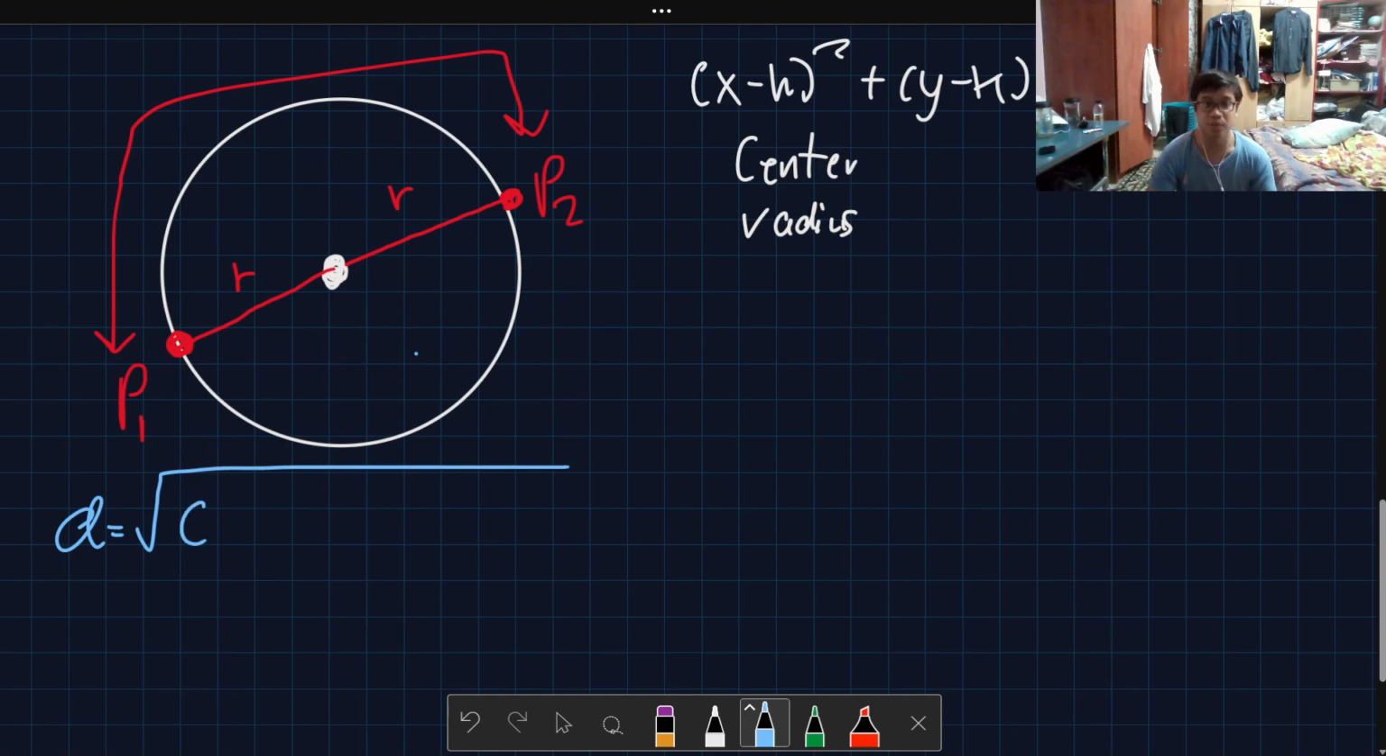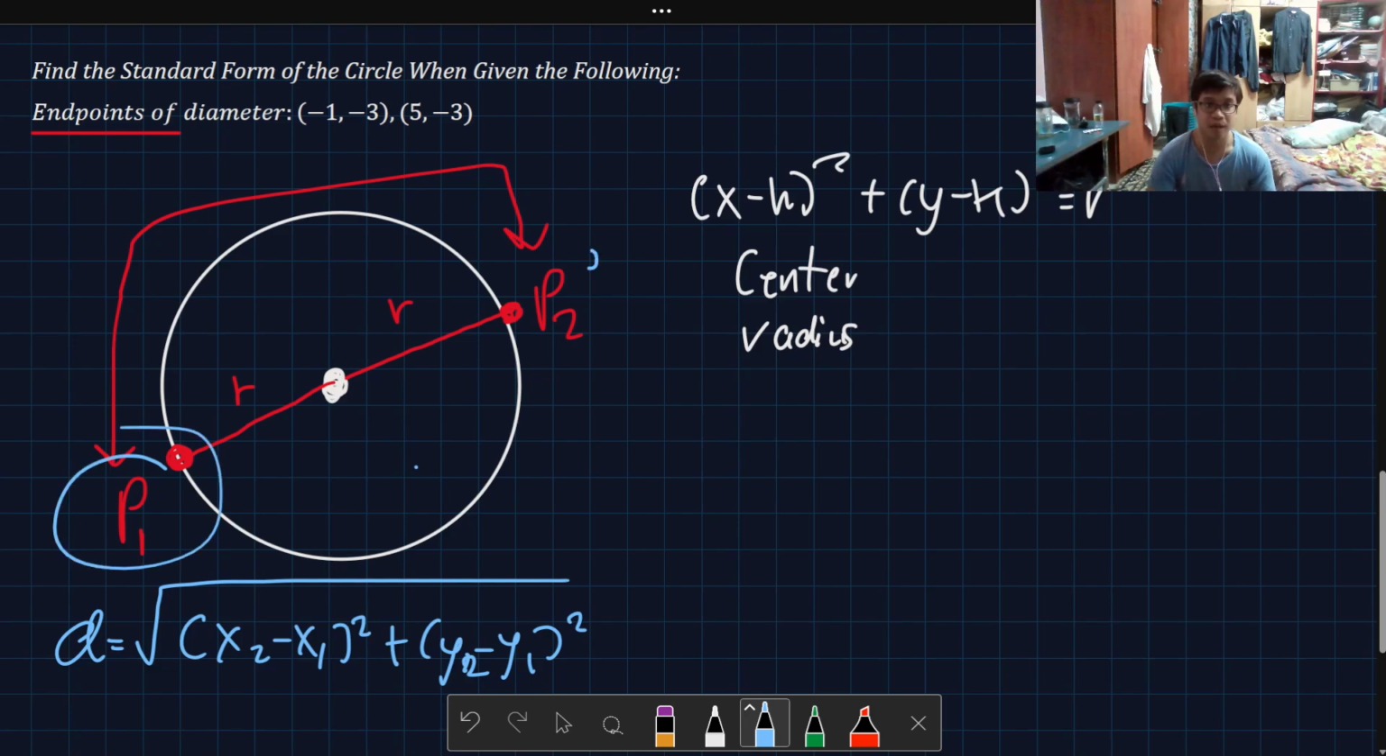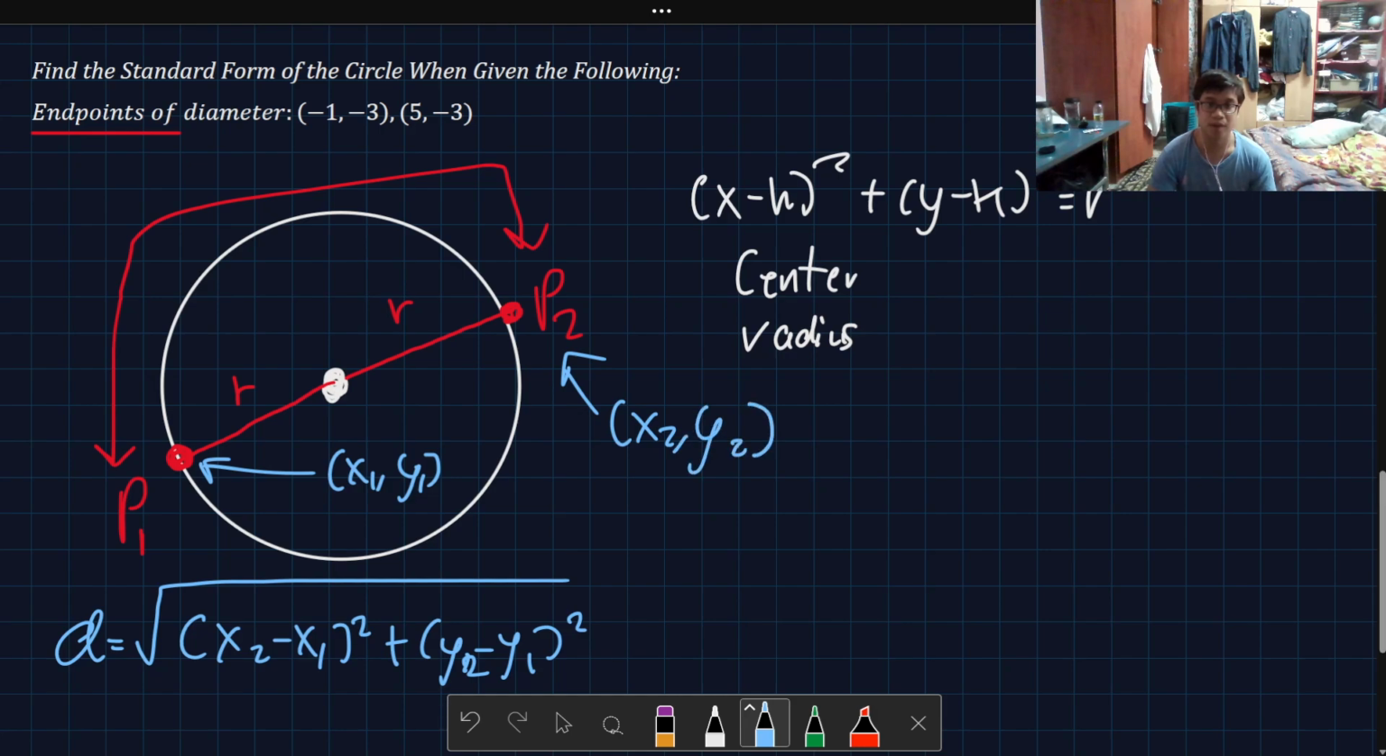So this is the distance formula: the square root of x sub 2 minus x sub 1 squared plus y sub 2 minus y sub 1 squared. Remember that these x sub 1, x sub 2 are from the endpoints itself. If you have a first endpoint, you will represent it as x sub 1, y sub 1, because it's the first endpoint. While the second endpoint, you will represent as x sub 2, y sub 2, since it represents the second endpoint.